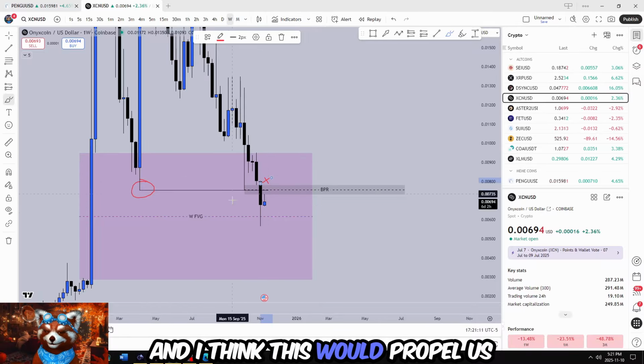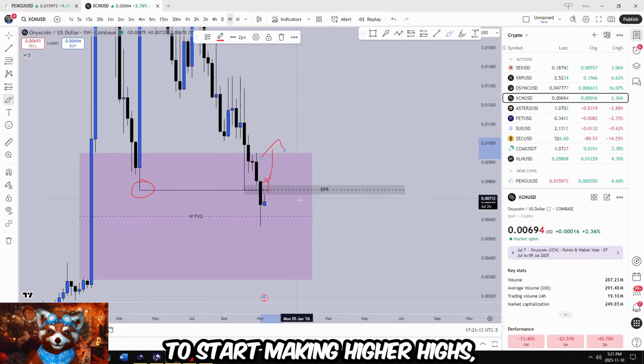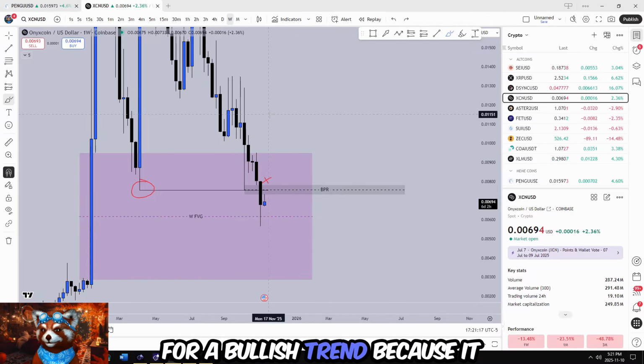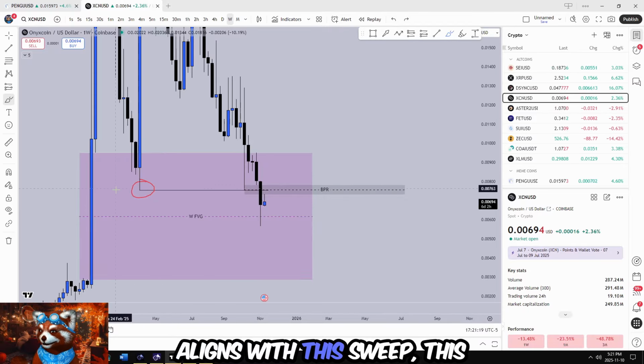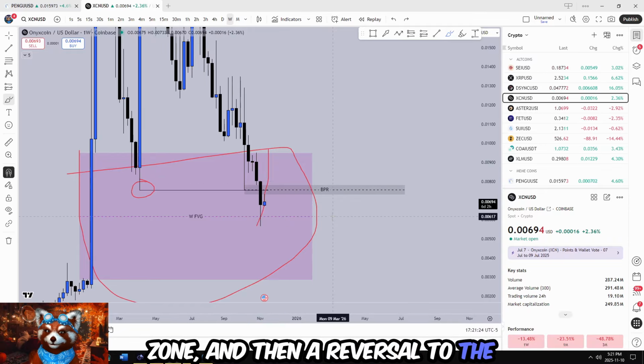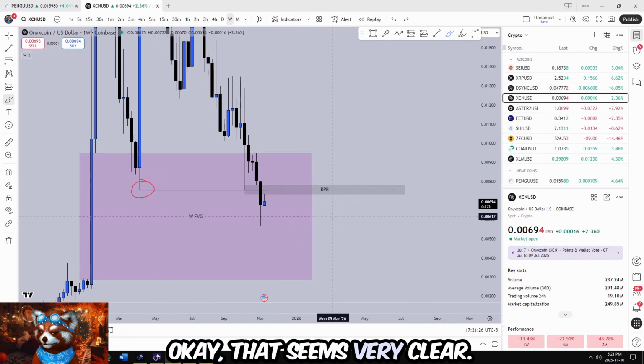And I think this would propel us to start making higher highs, higher lows, and going upwards for a bullish trend, because it aligns with this sweep, this zone, and then a reversal to the upside. Okay, that seems very clear.